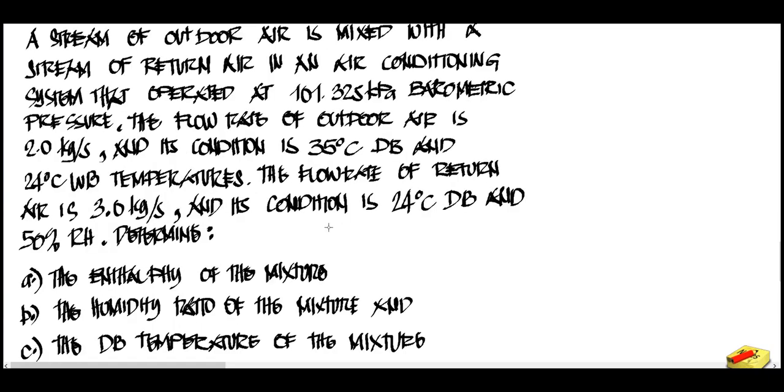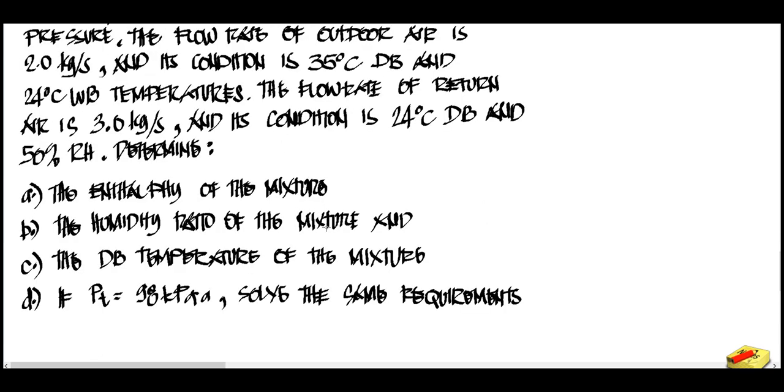A stream of outdoor air is mixed with a stream of return air in an air conditioning system that operates at 101.325 kPa barometric pressure. The flow rate of outdoor air is 2.0 kg per second, and the condition is 35 degrees Celsius dry bulb and 24 degrees wet bulb temperatures. The flow rate of the return air is 3.0 kg per second, and its condition is 24 degrees Celsius dry bulb and 50% RH. So we have the questions: determine the enthalpy of the mixture, the humidity ratio of the mixture, and the dry bulb temperature of the mixture.